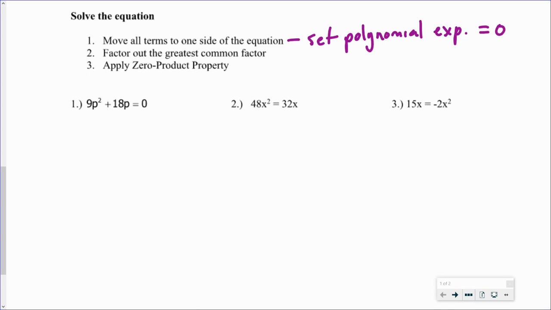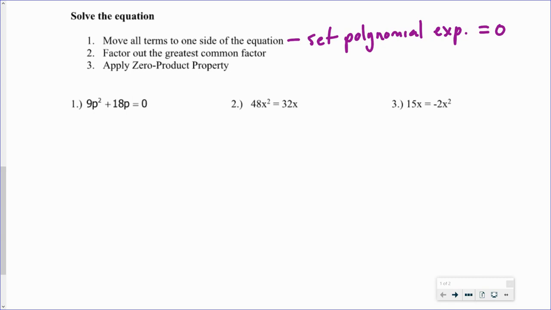This is so we can apply the zero product property that we learned about a couple videos ago. Then the second thing is factor out the greatest common factor. And then 3, apply the zero product property. So let's take a look at problem number 1. Actually, I should take a step back. In this case, all the terms are on one side, so the polynomial expression is set equal to 0. Now we can move on to factoring out the greatest common factor.